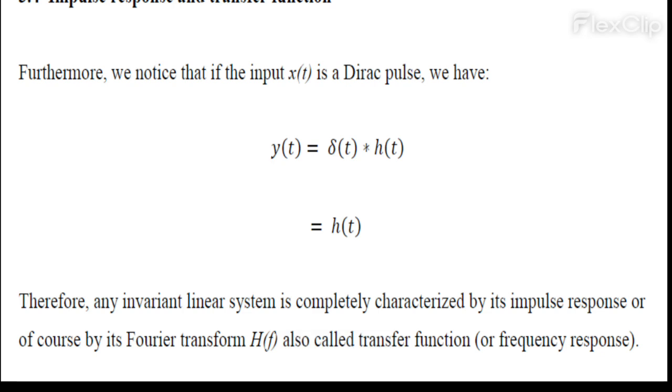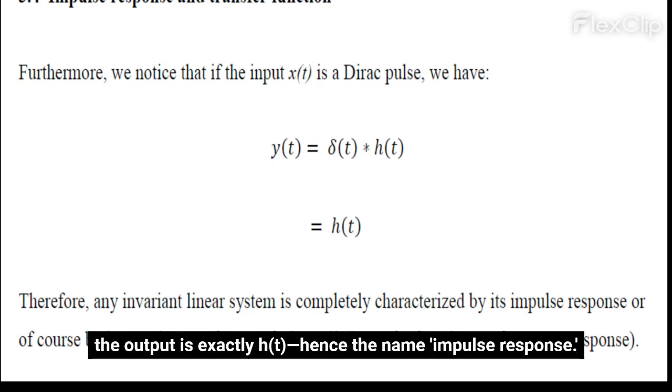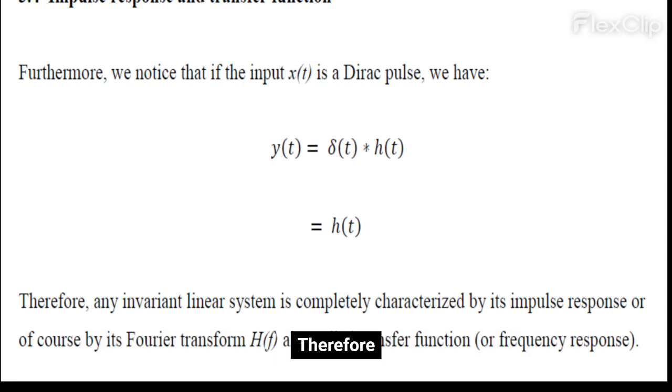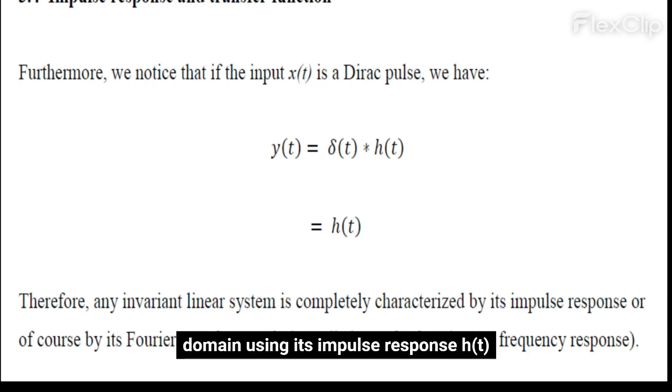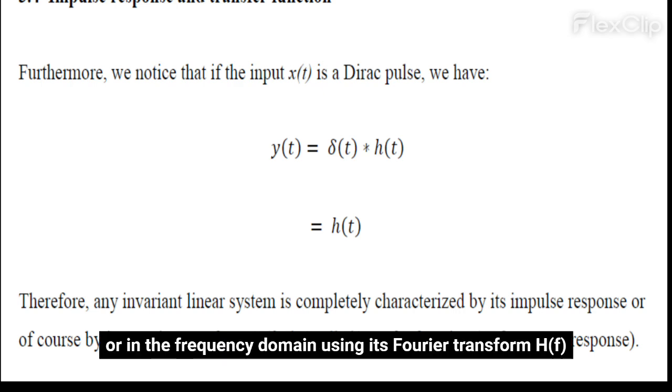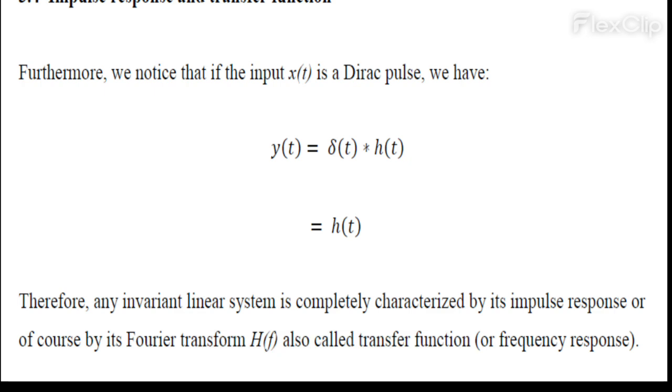To prove this, if we feed a Dirac pulse into an LTI system, the output is exactly h(t), hence the name impulse response. Therefore, we can describe any LTI system either in the time domain using its impulse response h(t), or in the frequency domain using its Fourier transform H(f), which we call the transfer function.